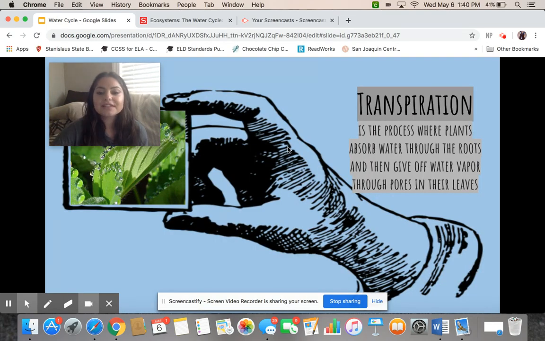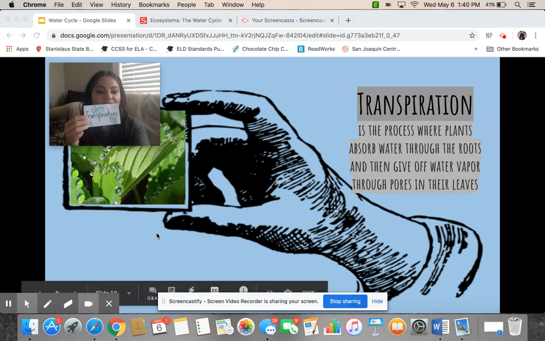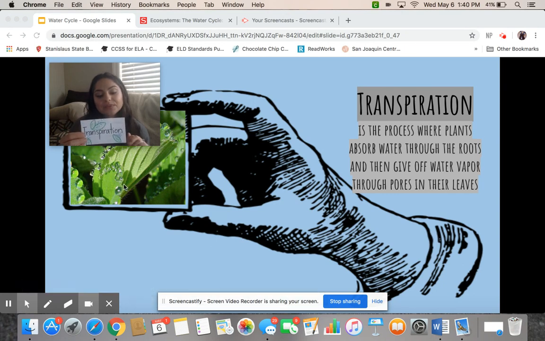Transpiration. The process where plants absorb water through the roots and then give off water vapor through pores in their leaves. So this is my little diagram. It also matches the picture on our screen of those little leaves with the little water droplets. So plants releasing water through their leaves back into the air. Water also evaporates from the leaves, from the water that is contained in that leaf, and that's transpiration.